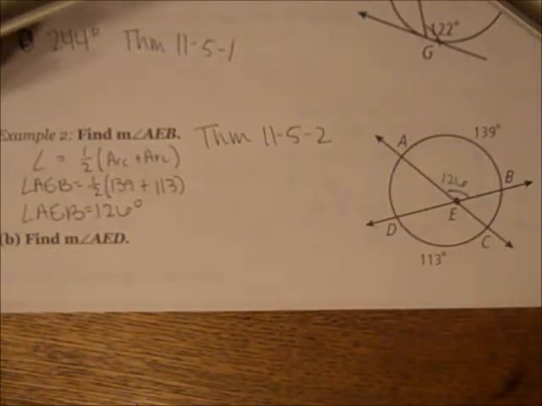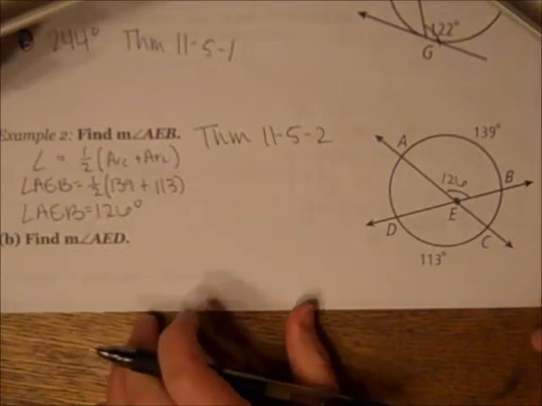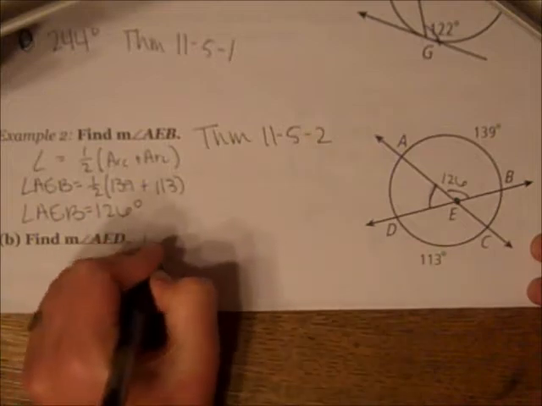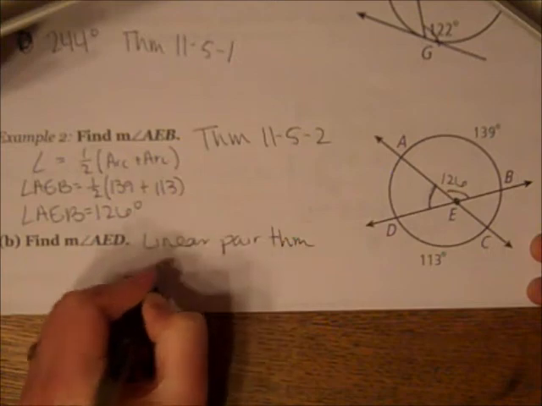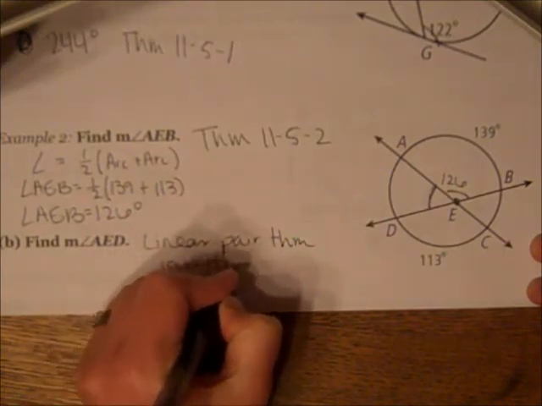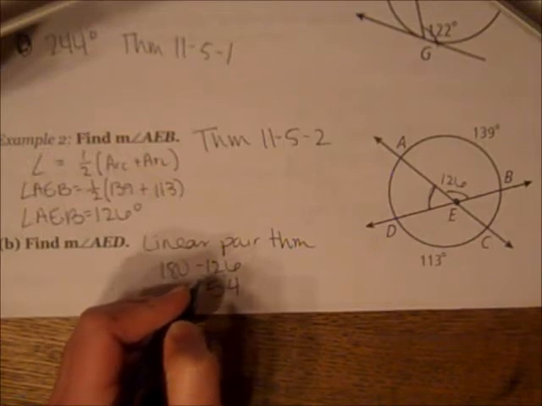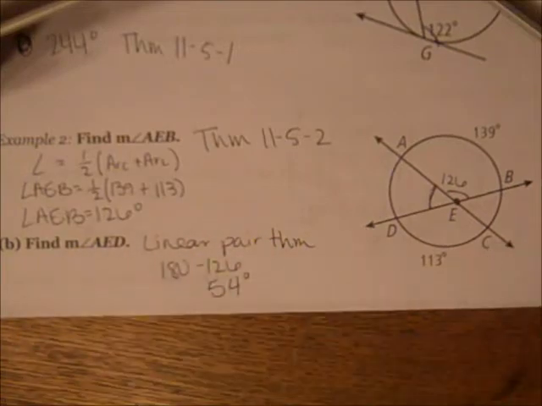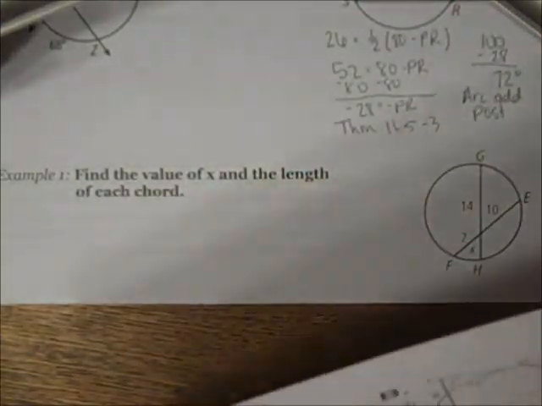Okay. Let's go on to part B. Find the measure of angle AED. Well, that one actually doesn't have anything to do with circles. If this is 126, then AED is its linear pair. So 180 minus 126, what is that, 54? You'll have to excuse me. Alrighty. Moving right along here.